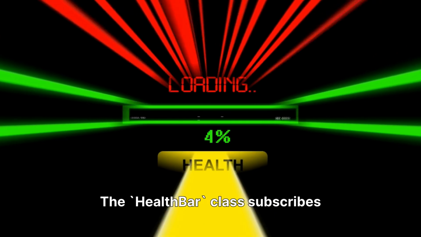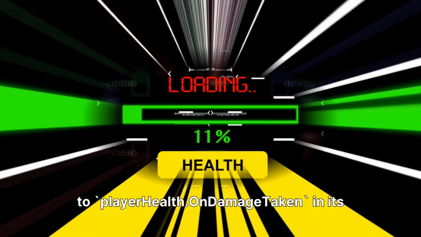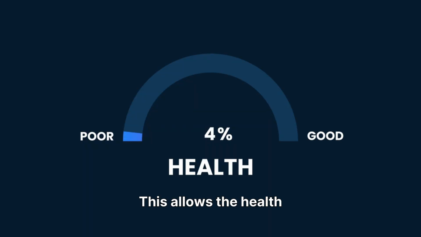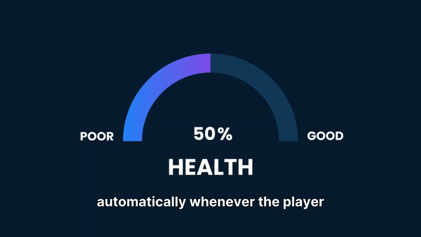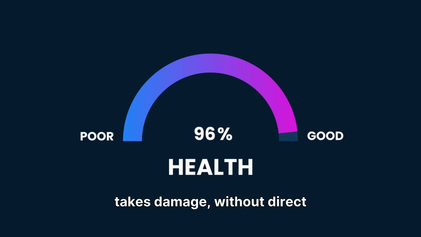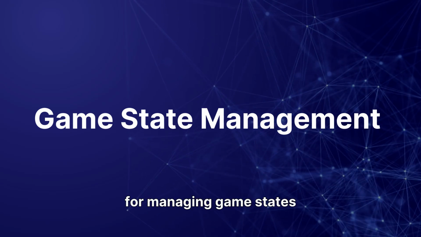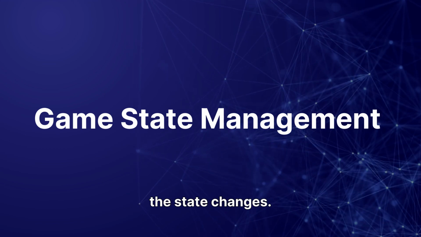The HealthBar class subscribes to playerHealth.OnDamageTaken in its Start method, linking to UpdateHealthBar. This allows the health bar UI to update automatically whenever the player takes damage, without direct coupling. Delegates are also excellent for managing game states and triggering actions when the state changes.